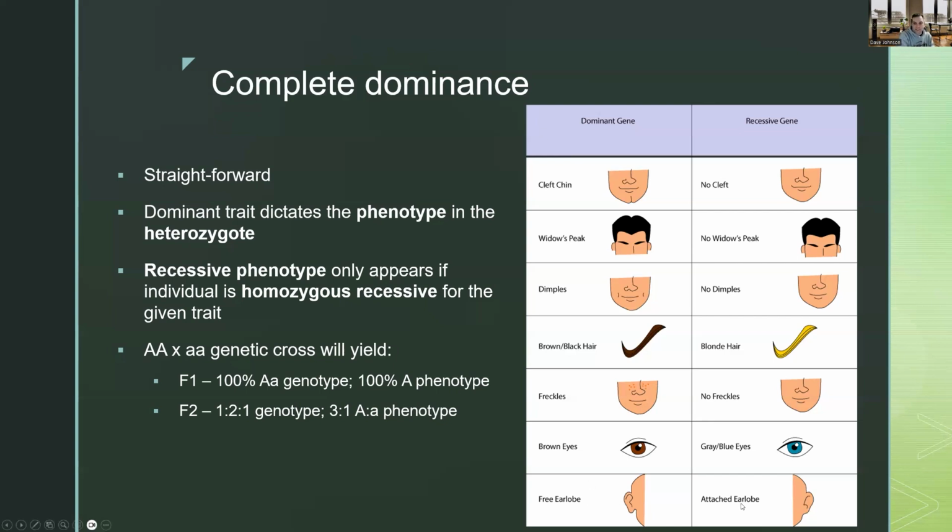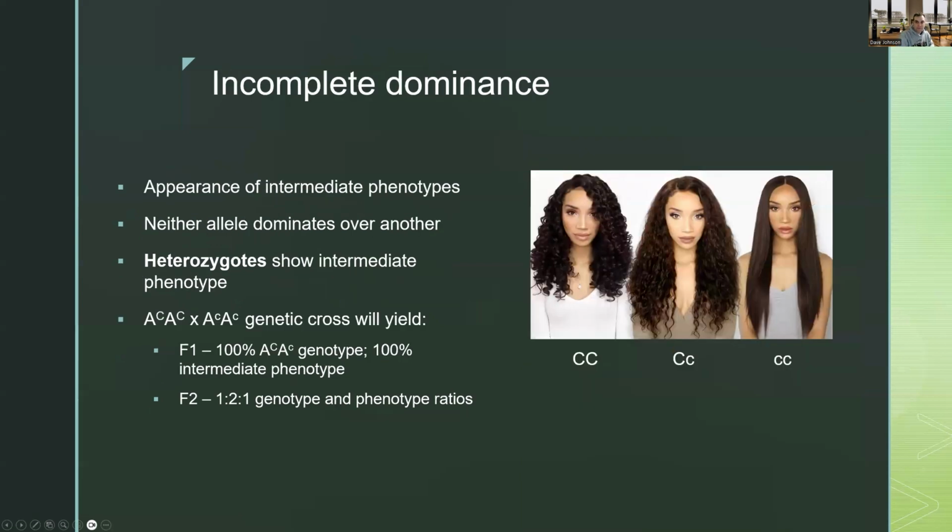And then free versus attached earlobes is another great example, with the free earlobe being the dominant gene. So if you see somebody whose earlobes are completely attached, you know that they're homozygous for the recessive allele for that particular trait. Here are some examples of incomplete dominance in humans. Incomplete dominance, again, is the appearance of an intermediate phenotype where one allele cannot dominate completely over the other, and the heterozygotes show that intermediate phenotype.